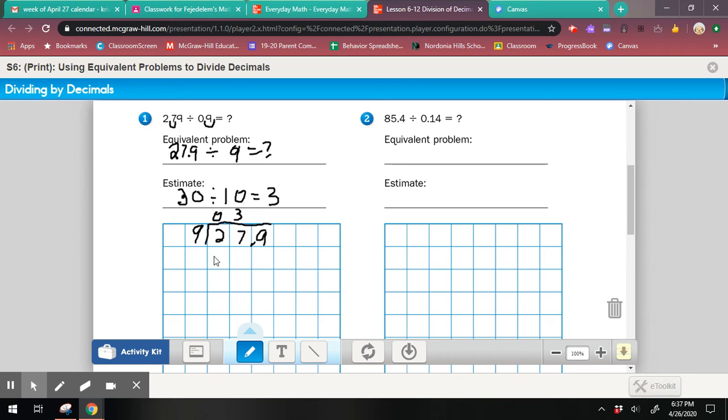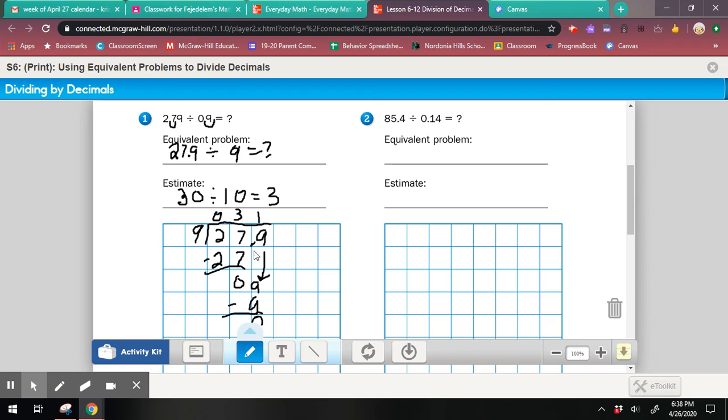So 3 times 9 is 27. So if I subtract, I bring down, how many times can 9 go into 9? Once. 9 times 1 is 9. Subtract. And I have a remainder of nothing and nothing else to bring down.